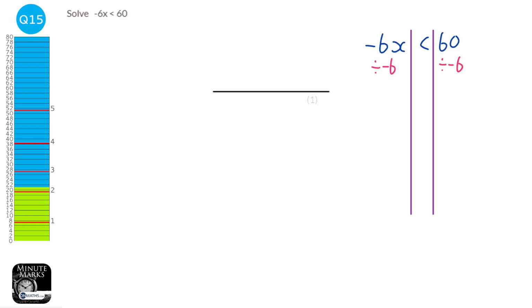That gets rid of the minus 6 on the left-hand side. And it's going to be 60 divided by minus 6, which will be minus 10. Now we've got to be really careful here, because whenever you times or divide both sides by a negative, you must switch the inequality. So instead of pointing to the left, it's now going to point to the right. So our answer is x is greater than minus 10.